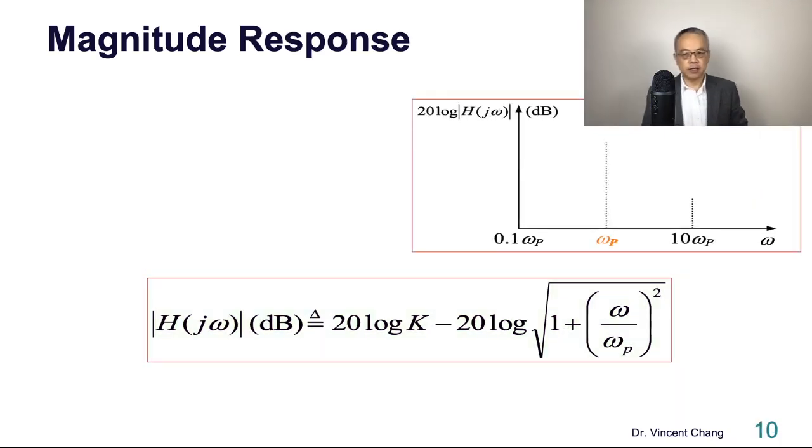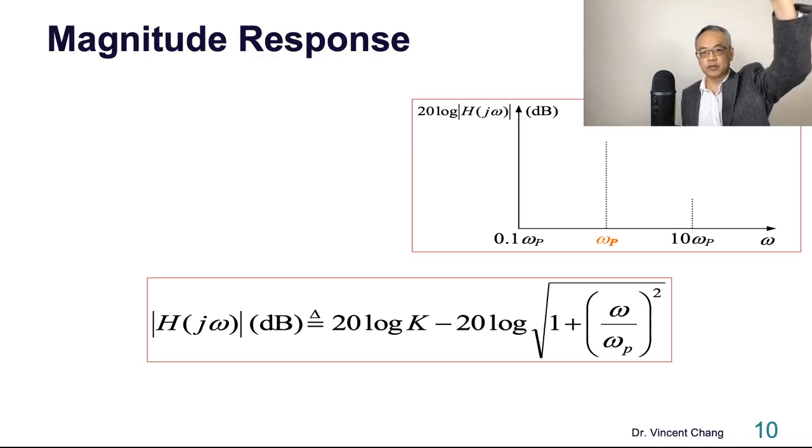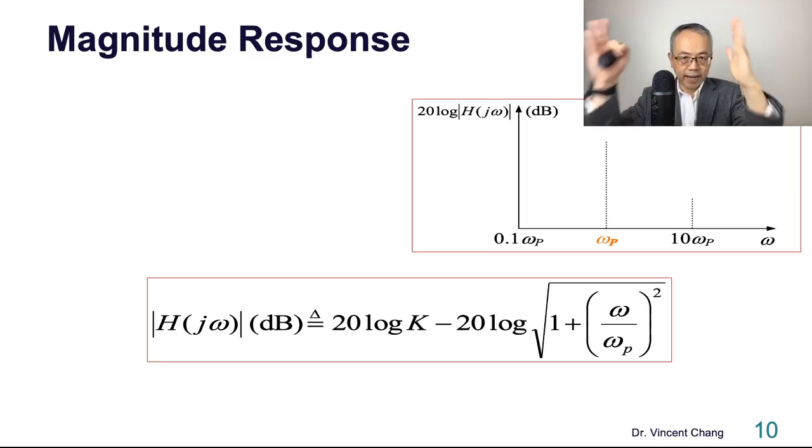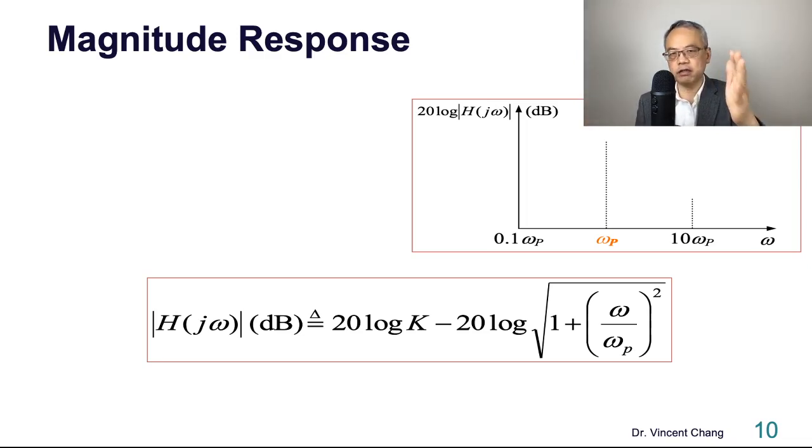Now look at the spectrum. The vertical axis is the log scale, 20 log the magnitude of the transfer function. Hold on, I want you to know all the detail about the magnitude response. I'm going to teach you all the detail about the magnitude response of the Bode plot.